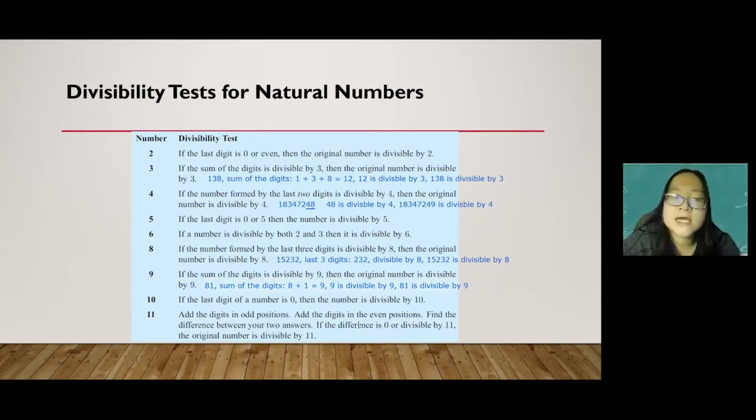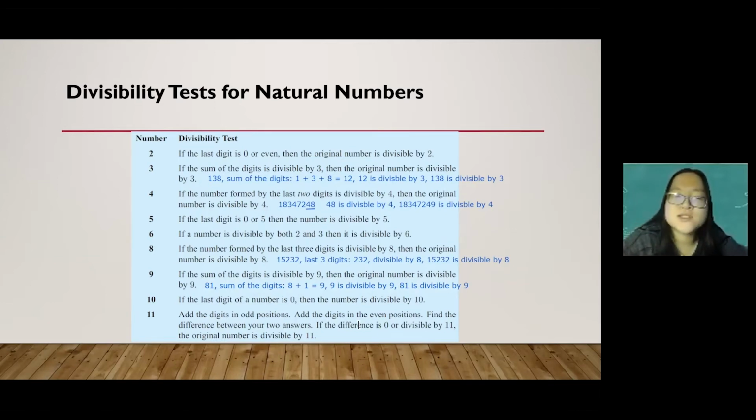For 10, if the last digit of a number is 0, then the number is divisible by 10. This one is very easy, even easier than 5, right? Because we know when we multiply by 10, we add a 0 to the number. So of course, the last digit of the number has to be 0 to be divisible by 10.